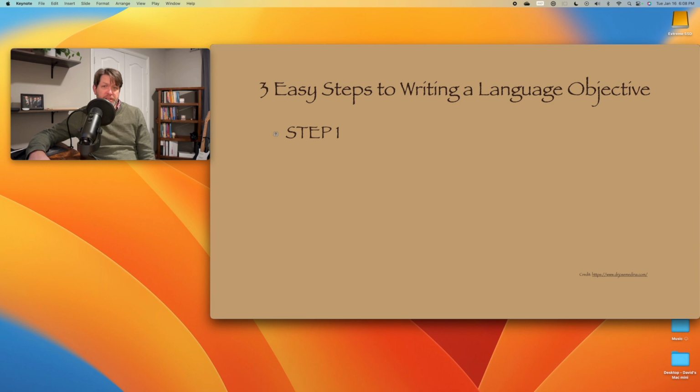So what are the 3 steps? Step 1 is to identify a verb that relates to 4 plus 1. All right, so what is 4 plus 1? Remember, how many language domains are there? 4 language domains. So the 4 is listening, speaking, reading, and writing.